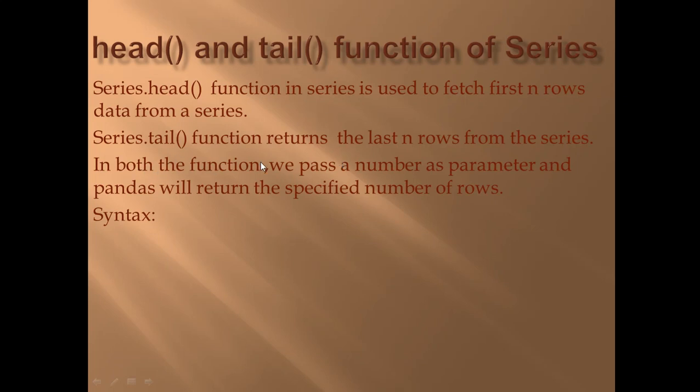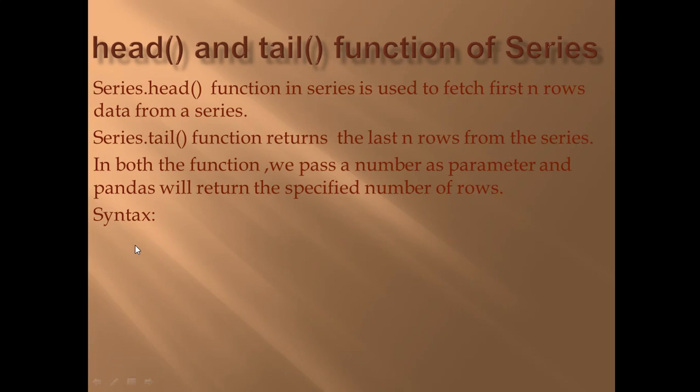So in both functions, we pass a number as a parameter. It means that the head function will receive the number. If you specify 2 here, series.head(2), then how many rows? The first 2 rows. If we specify the number 3 in the tail function, then the last 3 rows will be returned. So in both functions, we have to pass the number as a parameter, and pandas will return the specified number of rows. Clear?